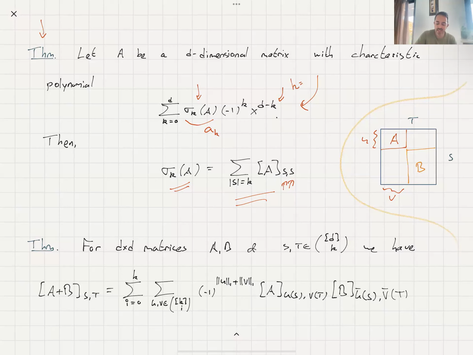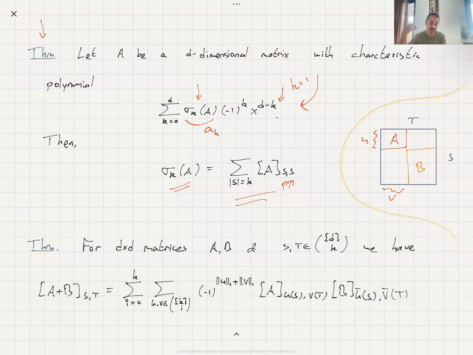When K equals 1, right? What is the coefficient of X to the D minus 1? Well, it's the trace, essentially, if you remember that. Or maybe minus the trace, but it's minus the trace. And indeed, you can see it here because when K equals 1, you're looking at sigma 1. And sigma 1 is, you take all diagonal minors of size 1, which is exactly the diagonal entries, right? The minor of an entry is just the entry. It's not the absolute value or something like that. So indeed, sigma 1 is the trace.